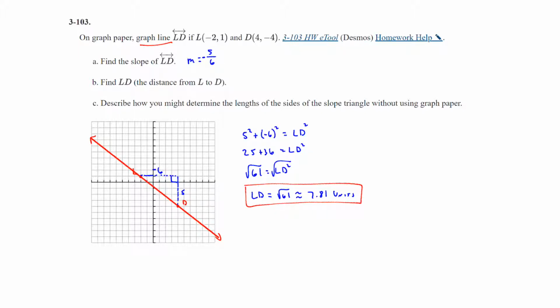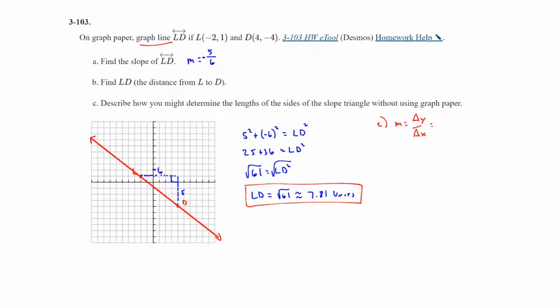Part C: describe how you might determine the lengths of the sides of the slope triangle without using graph paper. That's kind of what I was talking about before on part C. Without using graph paper, if we didn't have it, some of you might set up a table, do the change of y over the change of x. Some of you might just use the formula where we do delta y over delta x. So a couple different options though.